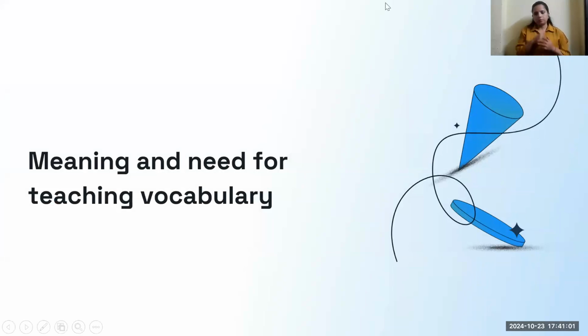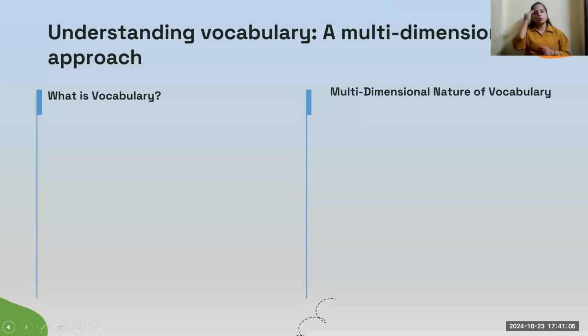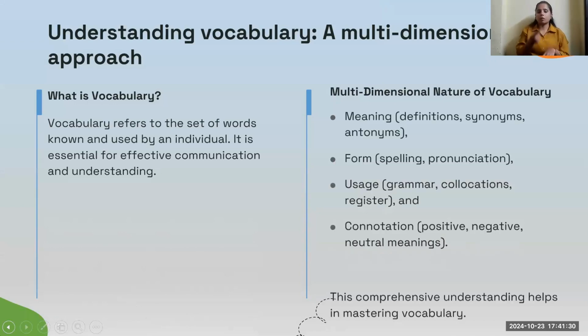I think we all know that vocabulary refers to a set of words known and used by an individual. So why do we need vocabulary? We need vocabulary for effective communication and understanding, right? But I have gone through a very interesting research done by Hendrickson 2020, who says that vocabulary learning focuses on the multidimensional aspects, which implies that it doesn't just involve meaning.